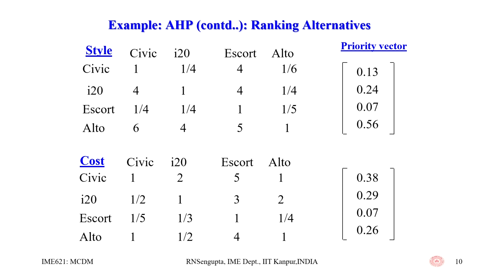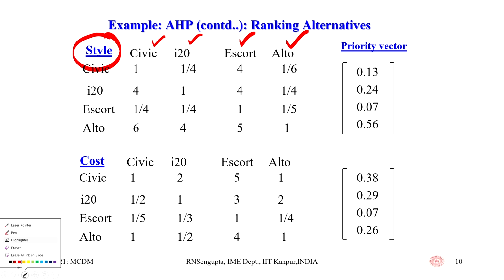So, if you remember, I mentioned that, and here it is. What were the alternatives? The alternatives, or the brands of the car, were Civic, I-20, Escort and Alto. So, I compare the alternatives based on the first criterion, which is style. How do I compare? Again the same methodology.